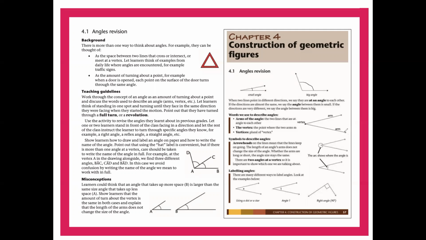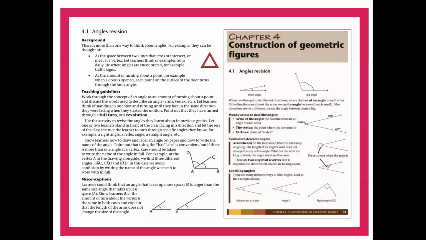So imagine it being a door. It was initially here, you swing it open, and now it's at that position. The point at which the arms meet is called your vertex, or the plural, vertices. The arrows on your arms show that these lines keep on extending, so the length of the angle's arm does not change the size of the angle. When the arms are long or short, the angle always stays the same. The arc shows where the angle is.